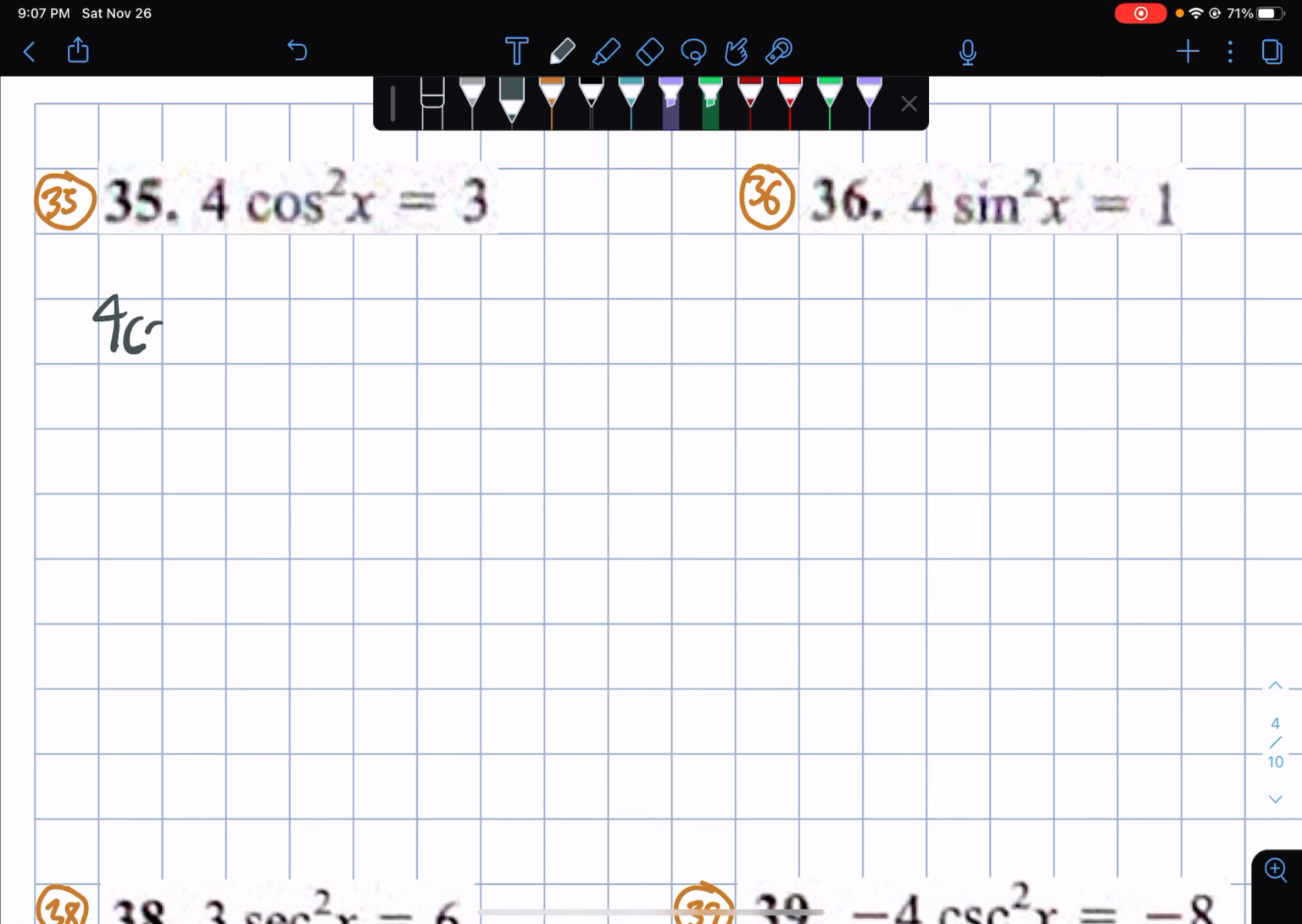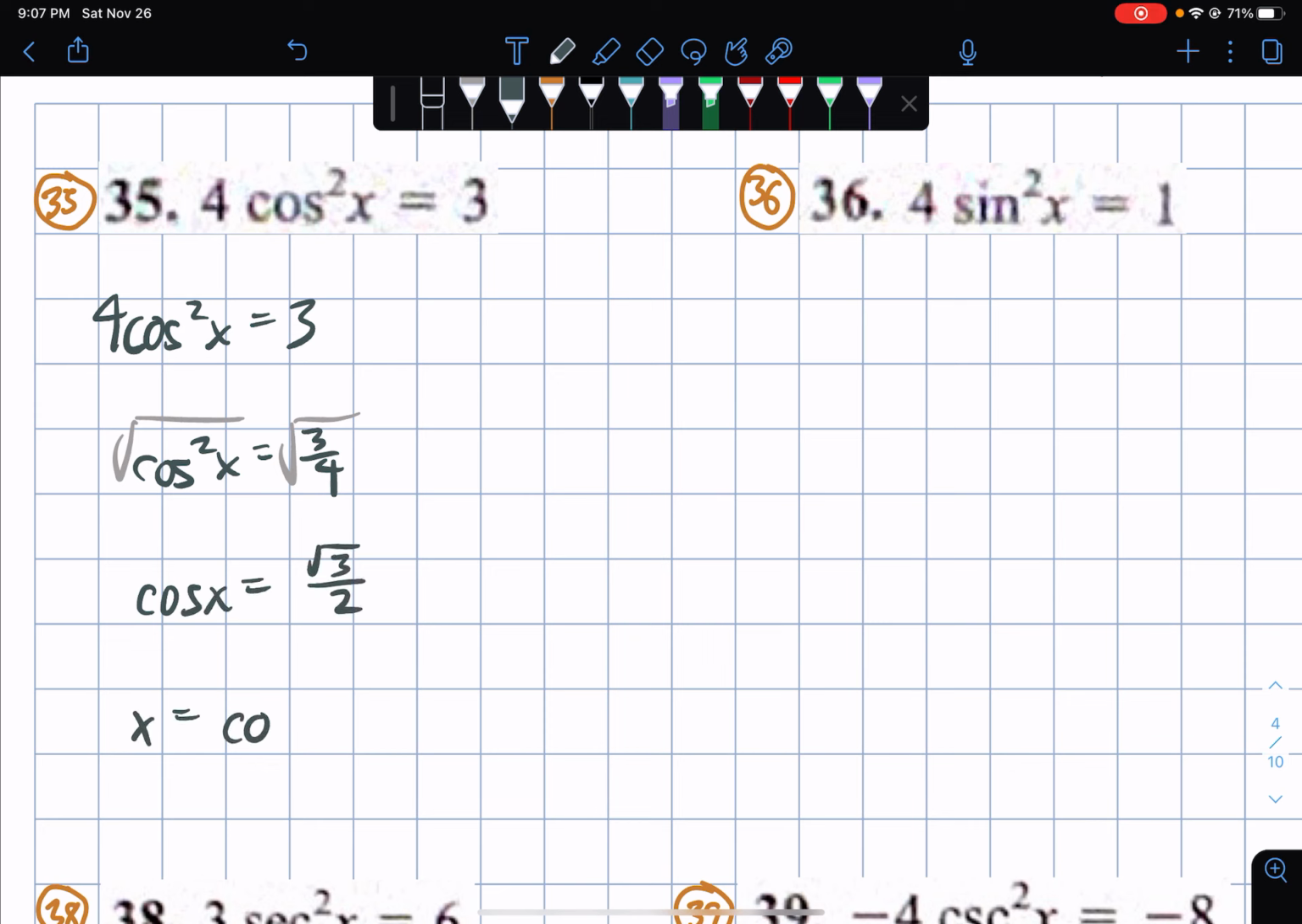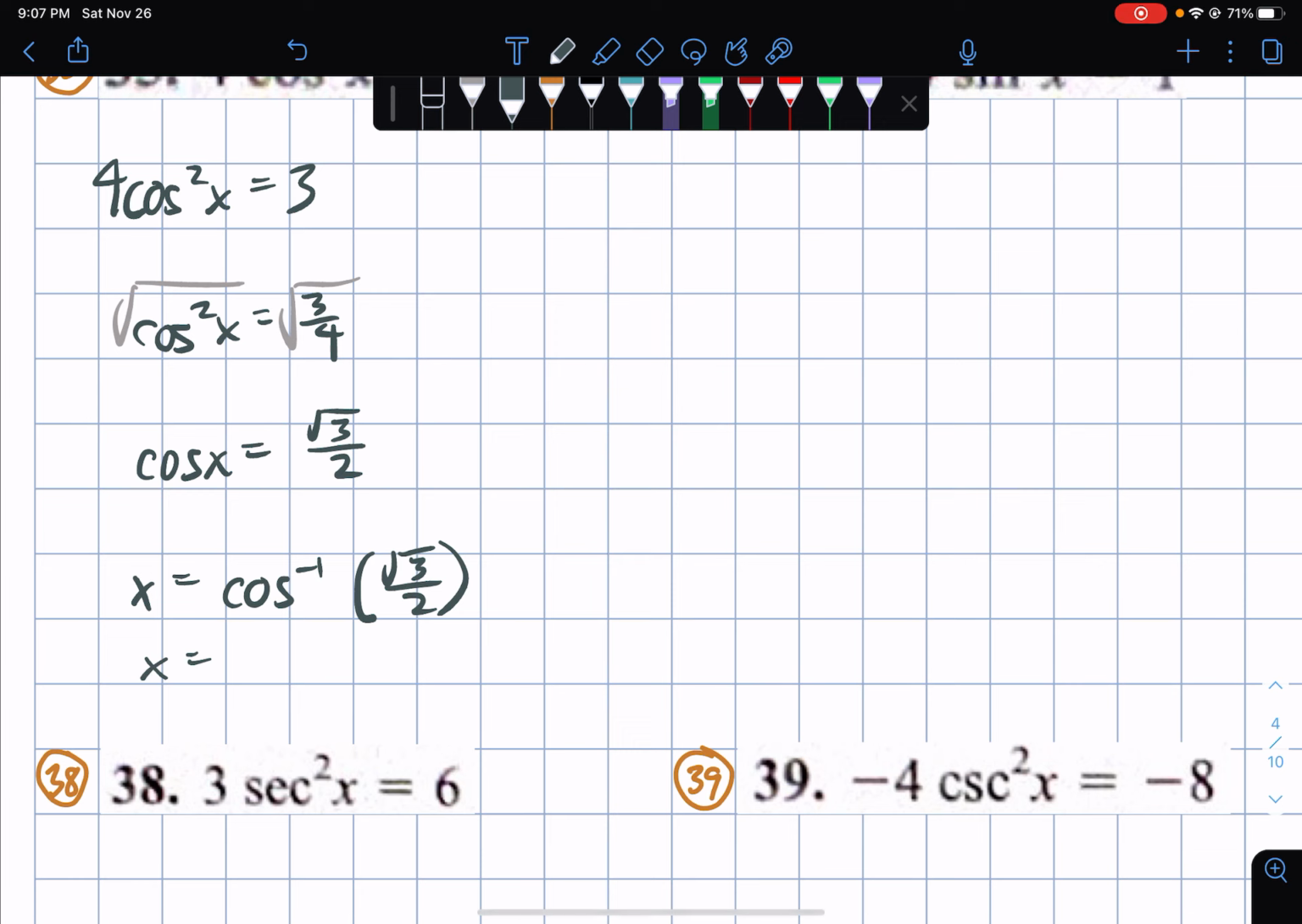We have 4 cosine squared x equal to 3. Cosine squared x is equal to 3 over 4. To remove the square in cosine x, square root both sides. X is equal to the arc cosine of the square root of 3 over 2. We eventually get pi over 6.